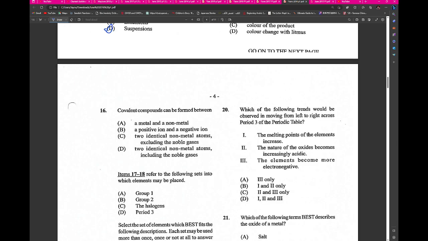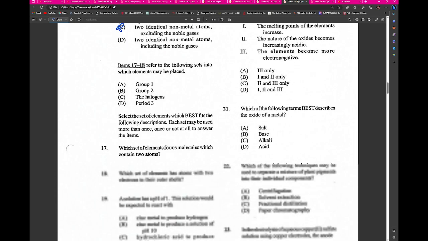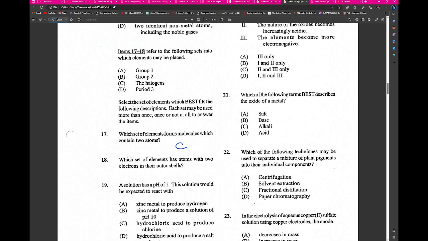Covalent compounds can be formed between a metal but two identical... well, excluding noble gases, right? So select these. Now, number 17, which set of elements forms molecules with 2 atoms? This would be group 7, which is the halogens, right? And which set of elements has atoms with 2 electrons in their outer shell? Group 2.